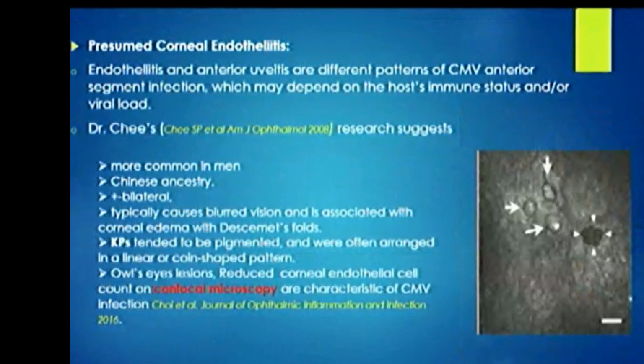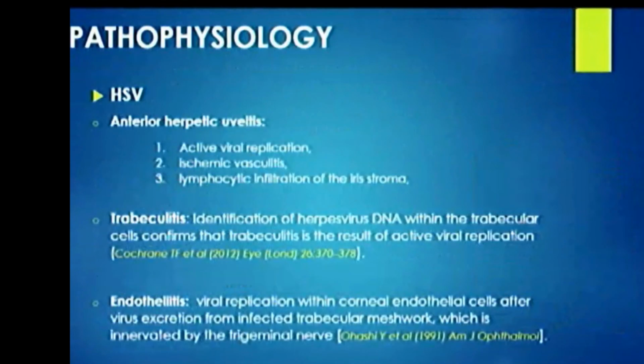So the pathophysiology, in short: we can group cytomegalovirus uveitis into three parts, either pure anterior uveitis, or associated with trabeculitis, or endotheliitis. Anterior uveitis can be due to active viral replication, ischemic vasculitis with leakage of inflammatory cells, in addition to the immune reaction of the eye.